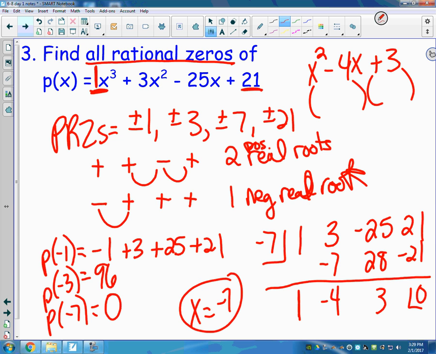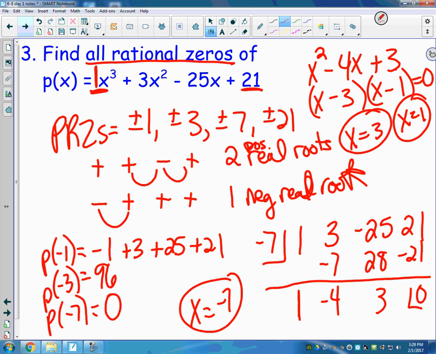If it's not factorable, or if you do the quadratic formula and it's a square root, I don't want it, all right? So what multiplies to give me 3 that adds to give me -4? Well, that's just -3 and -1. So if I solve that, I get x equals 3 and x equals 1. And I also have my answer of x equals -7. So this one actually had 3 real rational roots. Okay?